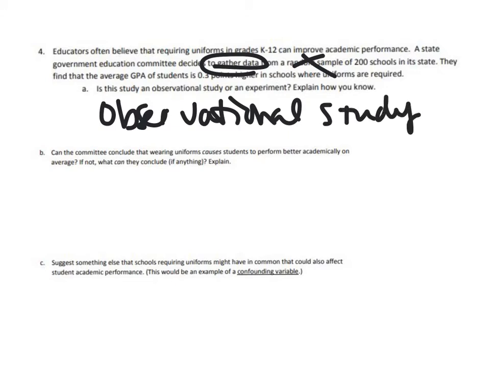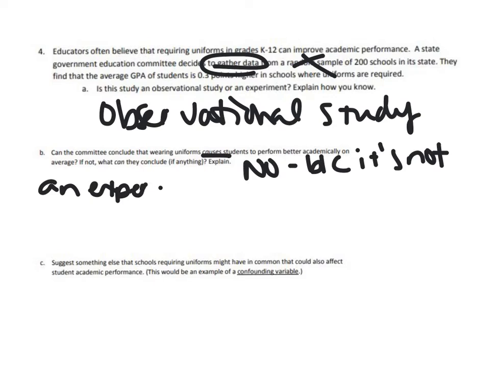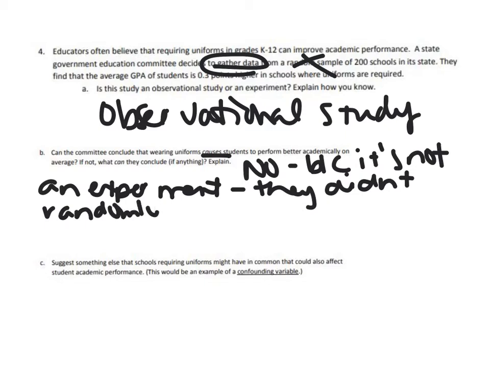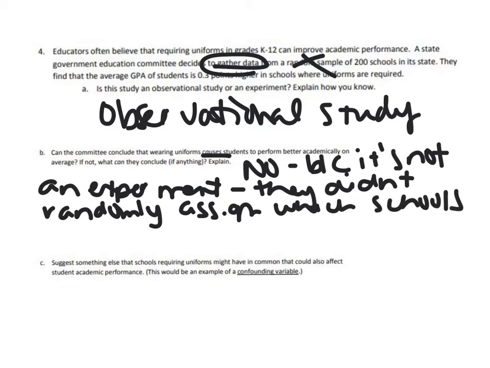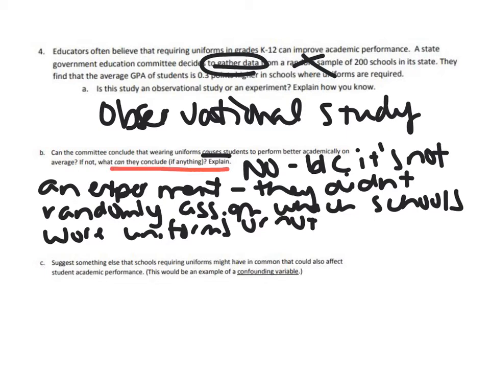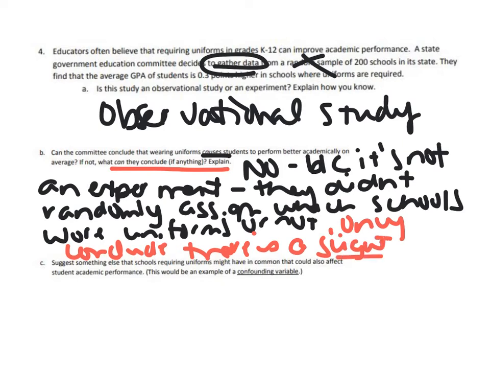So it says, can the committee conclude that wearing uniforms causes higher GPA? No, it can't, because it's not an experiment. They didn't randomly assign which schools wore uniforms or not. So the only thing they can conclude is there is a slight association.